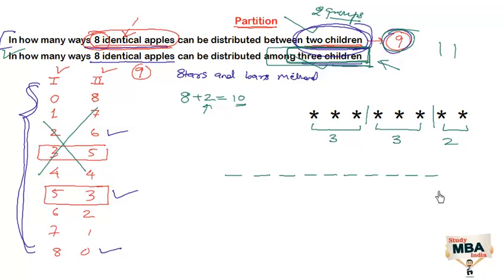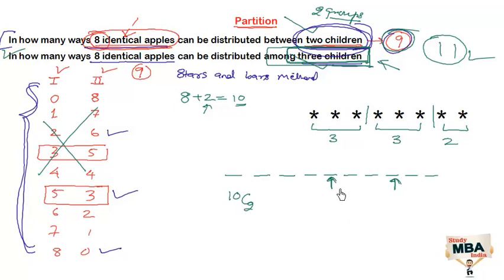So out of these 10, if I pick any 2 places where I'll be putting the bars, and in the rest of the positions I'll be putting the stars, or 8 stars in this particular case, we'll be getting one possible way of distributing it, right? So how many ways can we put these 2 bars in these 10 places? Obviously we have to select 2 different places for placing these 2 bars, and the number of ways is straight away 10c2, as we can see, right?